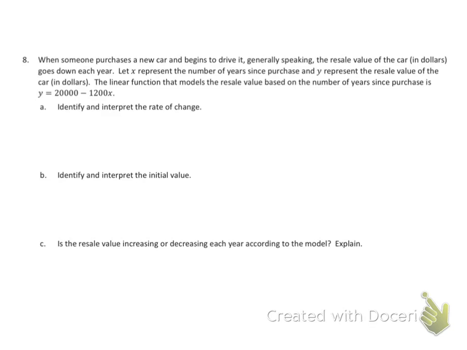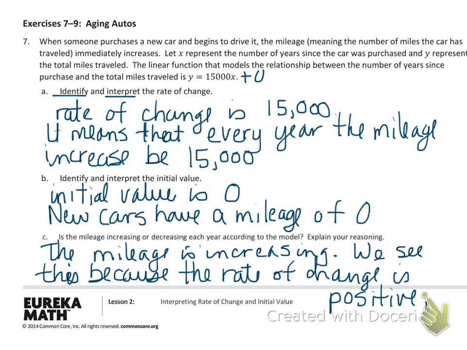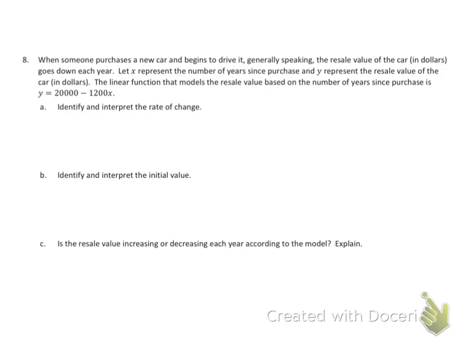So the rate of change we saw back, I want to show you that again. The rate of change is the coefficient of x. So it says it right here: the coefficient of x is referred to as the rate of change. Let's go back over here. So in this problem, the coefficient of x is negative 1,200. So the rate of change, we're identifying it, rate of change is negative 1,200.